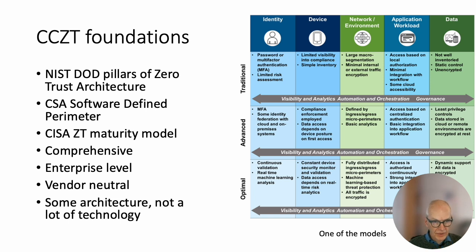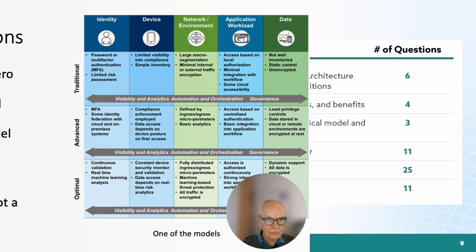CISA has created one of the Zero Trust maturity models, and on the right-hand side you see an example of that. You just want to understand that it's really comprehensive. It is enterprise level. It is vendor neutral. It also focuses a bit on architecture, but it does not have a lot of technology. That is better left to other courses and books.